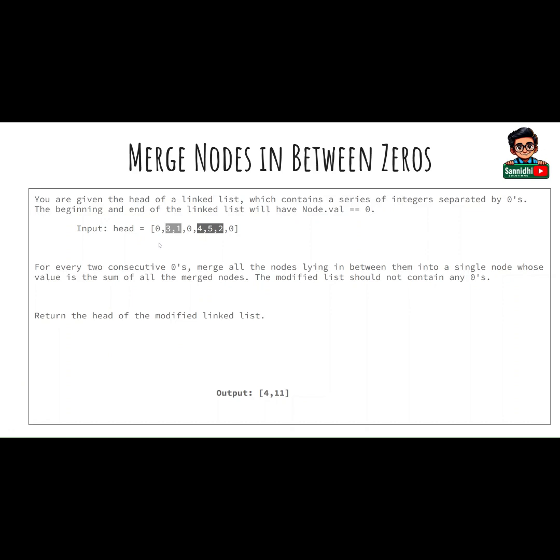So for this example, as you can see, between this 0 and this one, 3 comma 1, so 3 plus 1 is 4, and between these zeros 4 plus 5 plus 2 equals 11. So the final output should be 4 comma 11. Let's dive into the problem and understand more so that we can solve this problem in C# language.